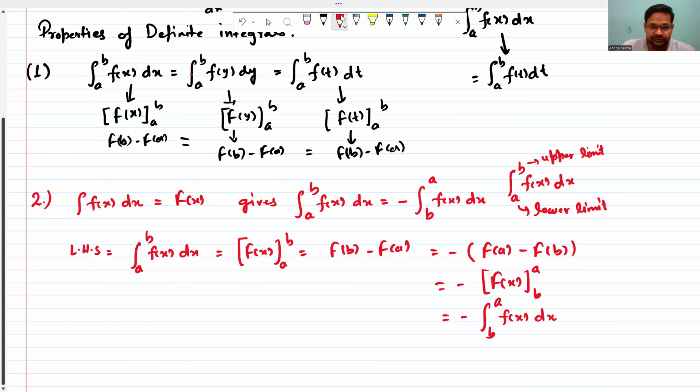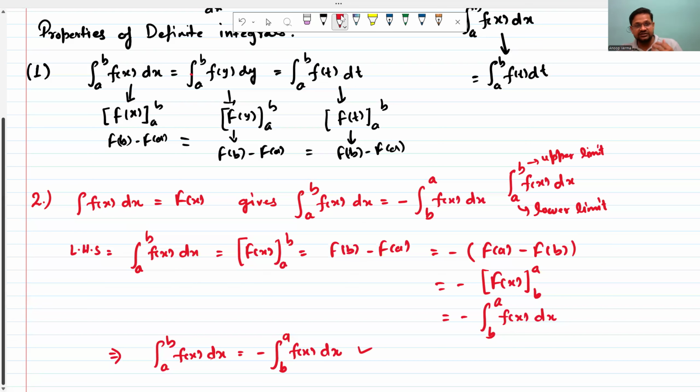Okay. So, this implies you can easily see the integration of a to b of f(x) dx is just equal to negative times of the b to a of f(x) dx.